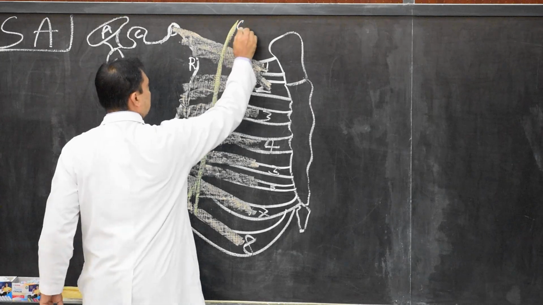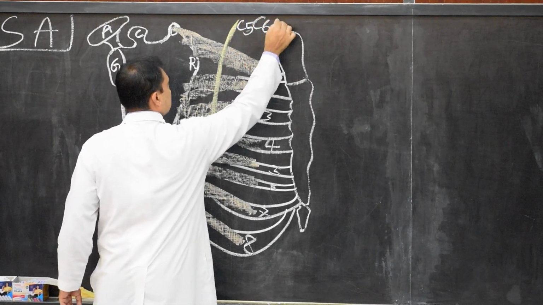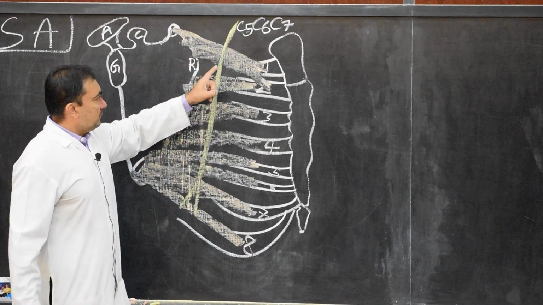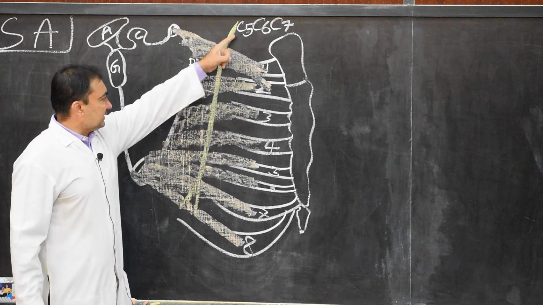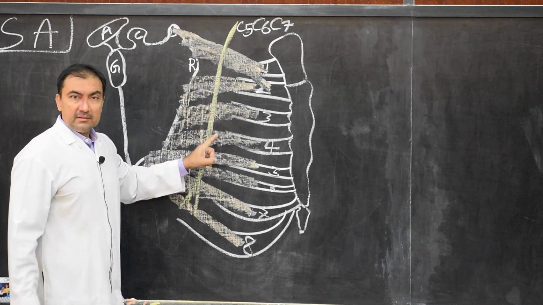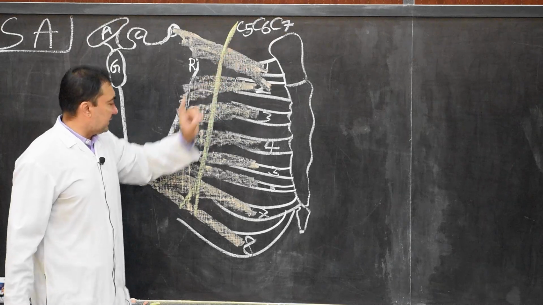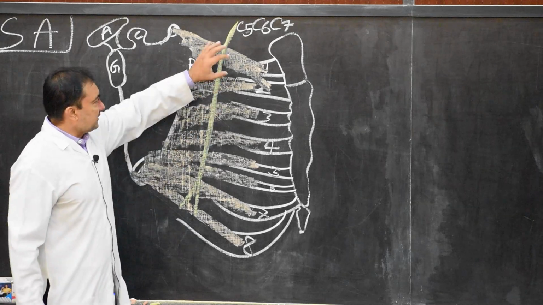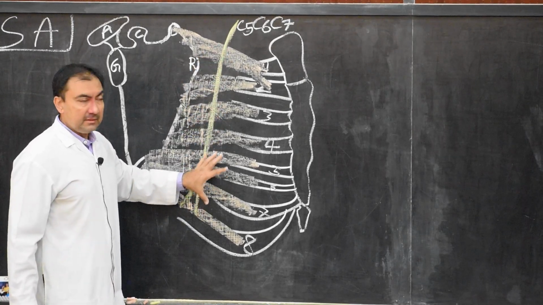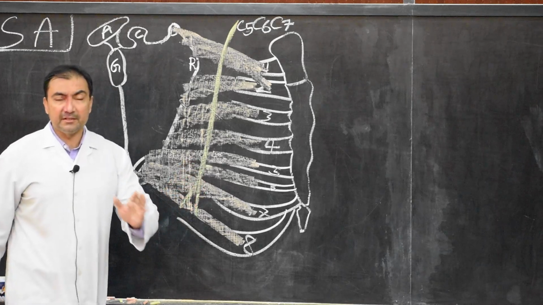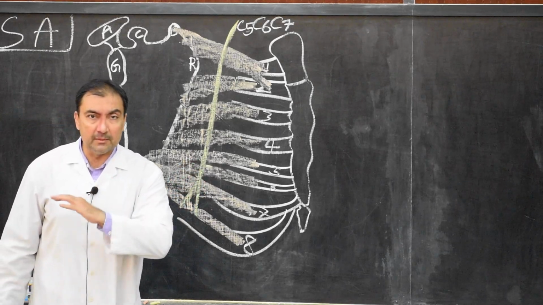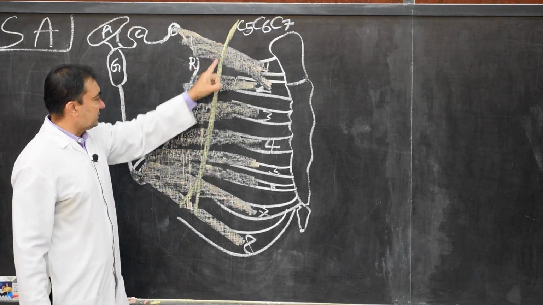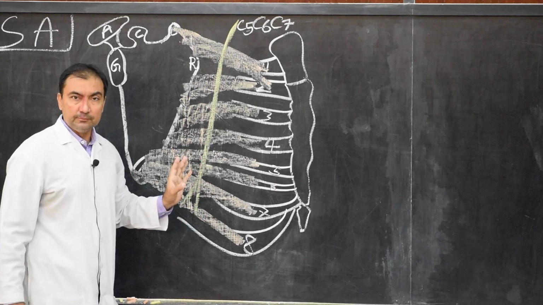The roots are C5, C6, C7. The C5 root will supply the upper 2 digitations, C6 will supply the third and fourth digitations, and C7 will supply the lower 4 digitations. Ideally it is like this. So C5, C6 and C7 form the nerve to serratus anterior, which is called the long thoracic nerve or nerve of Bell, taking origin from the roots of the brachial plexus.